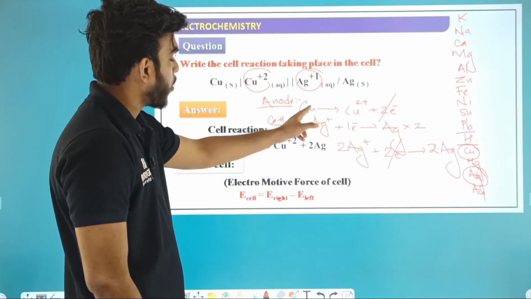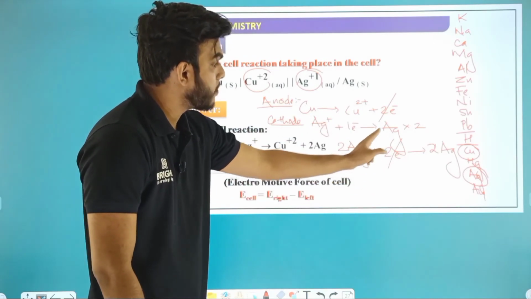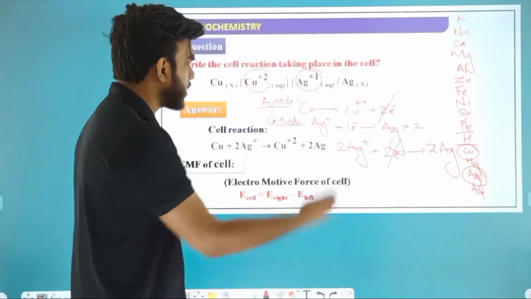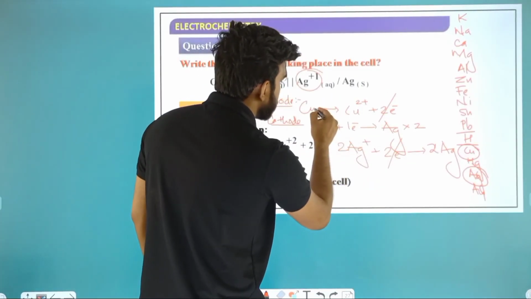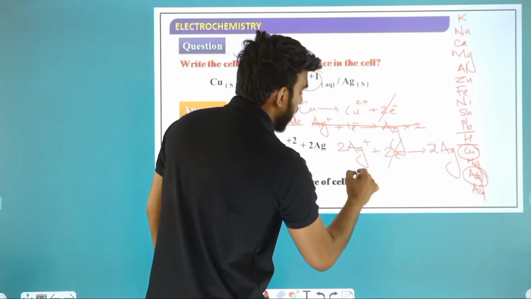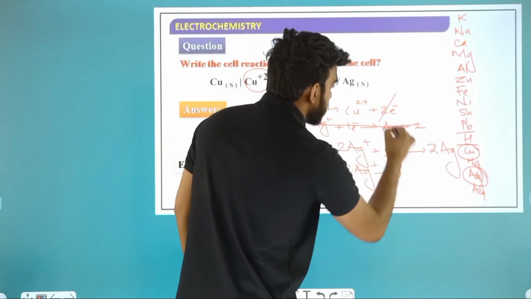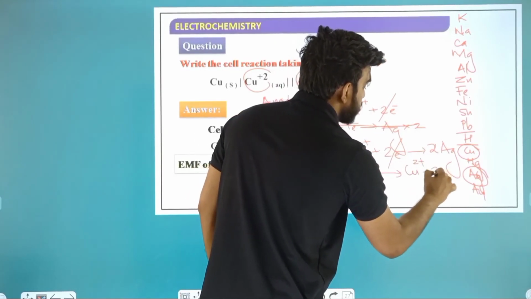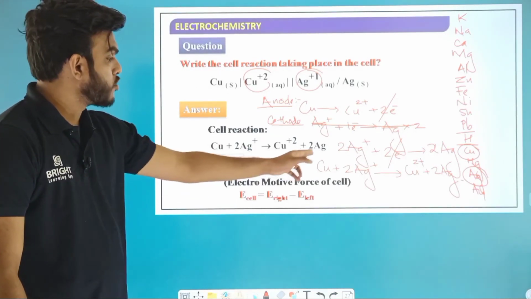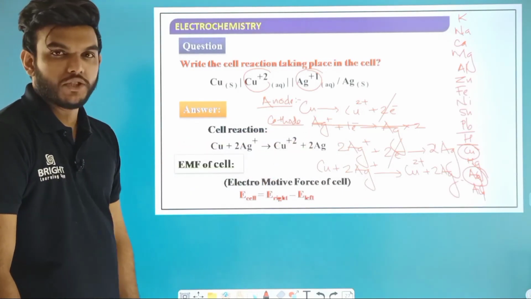So how can you write the overall cell reaction? Cu becomes Cu2+, and 2 Ag+ becomes 2 Ag, and there is no need of writing the electrons now. So you can write the final reaction like this. Adding the left sides, Cu plus 2 Ag+ gives Cu2+ plus 2 Ag. This is the actual overall cell reaction: Cu plus 2 Ag+ gives Cu2+ plus 2 Ag.